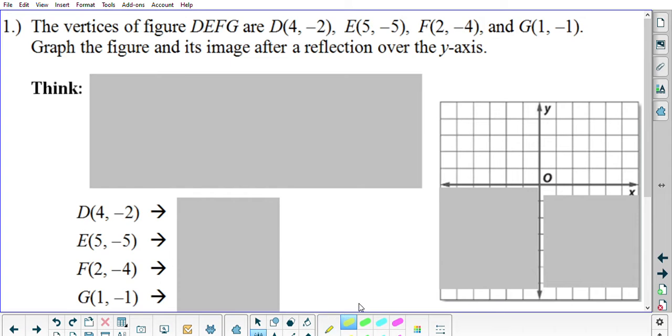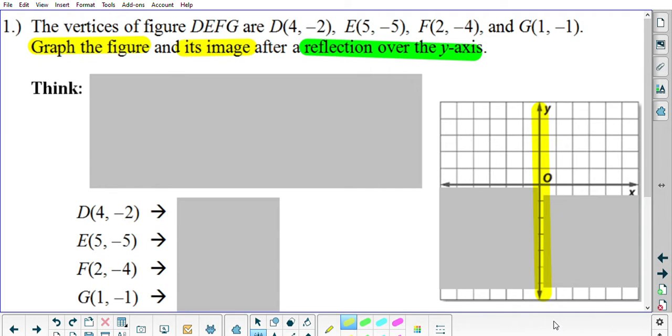So please take note here. There's actually two parts to the directions. The first part is to graph the original figure. The second part is then to graph its image. You might recall the vocabulary word image means the new figure after a transformation has occurred. In this case, we are talking about the transformation being a reflection over the y-axis. Now, very important that you are paying attention to which axis we are reflecting it over. We are reflecting it over the y-axis.